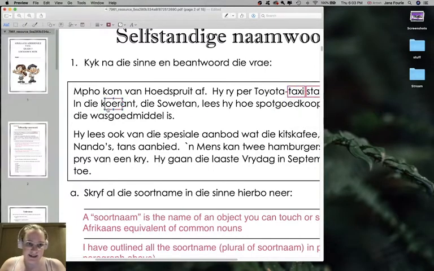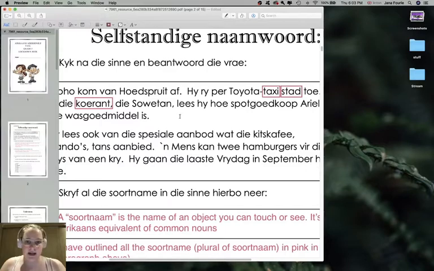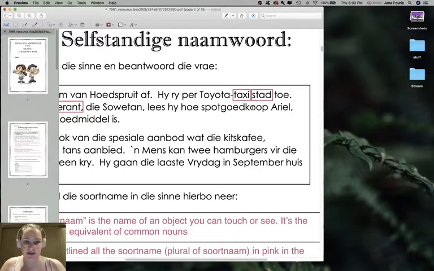Let me do this. "In die koerant", so koerant is newspaper. In the newspaper, he reads "hoe spot goedkoop". So spot goedkoop is the Afrikaans intensive form to say something is really, really cheap. Goedkoop is cheap, and spot means to tease. So breaking it down it's literally, this is so cheap, you're almost teasing it.